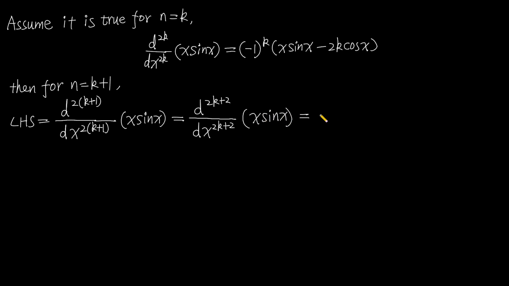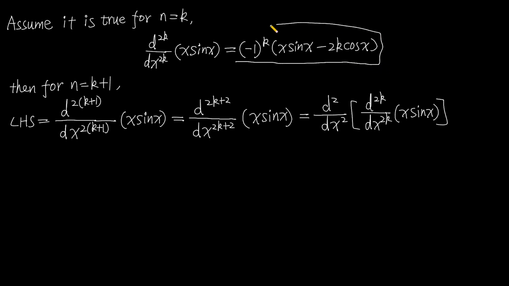And this equals d²/dx². Inside is d^2k/dx^2k of x multiplied by sin x. Now we use this guy to replace this part.